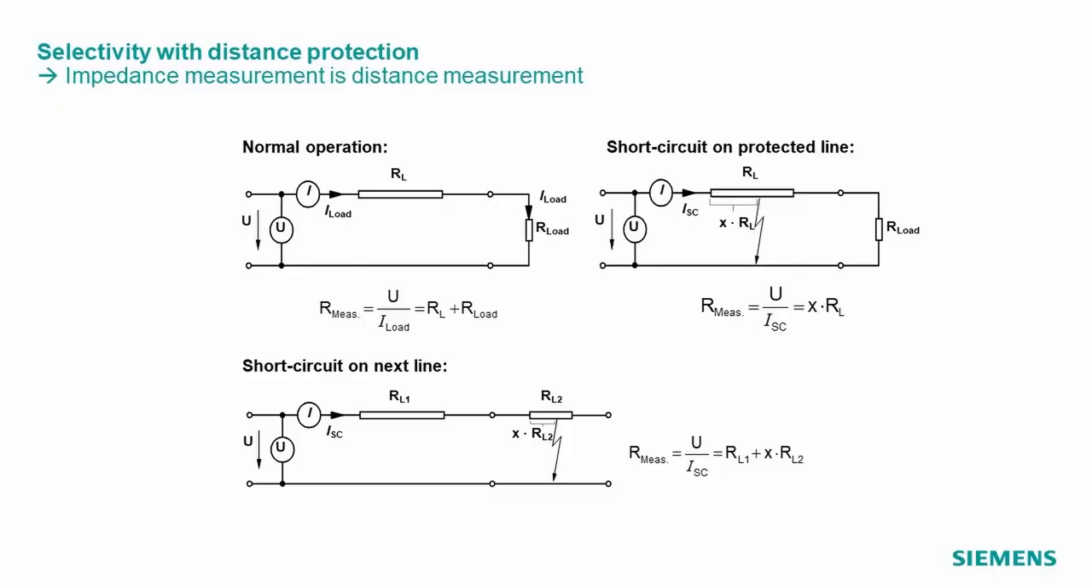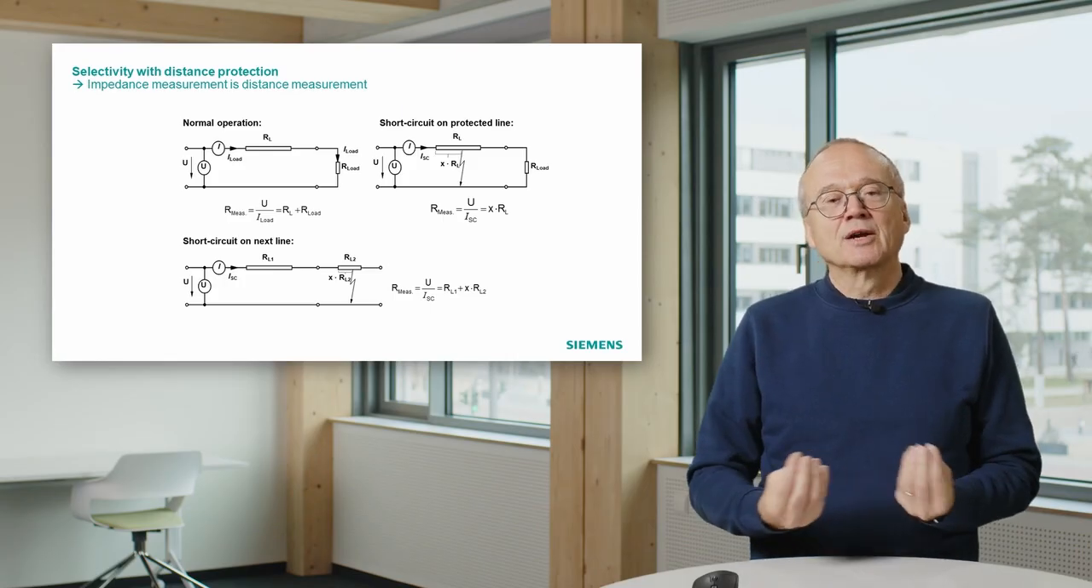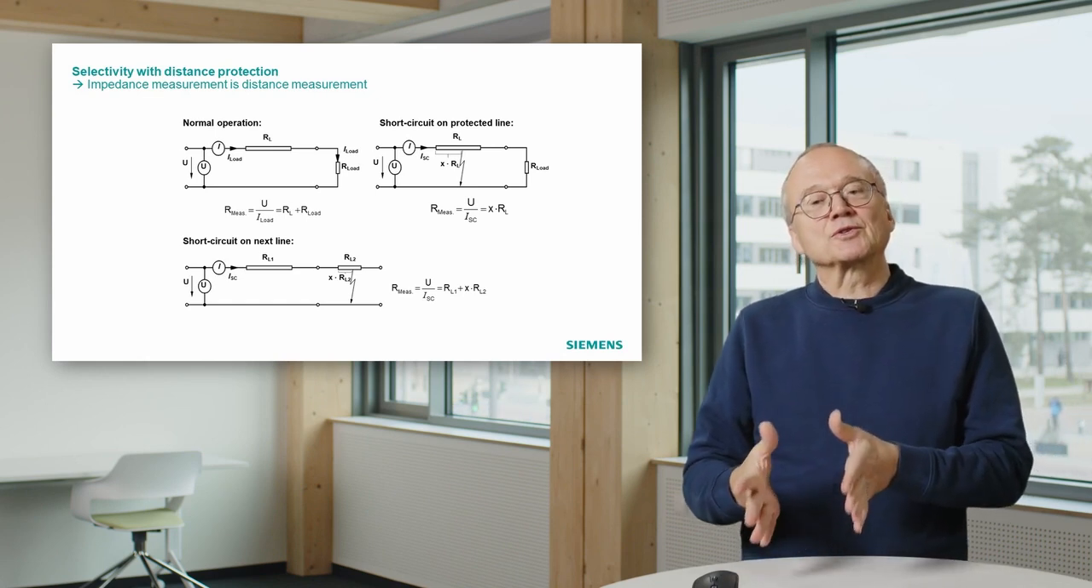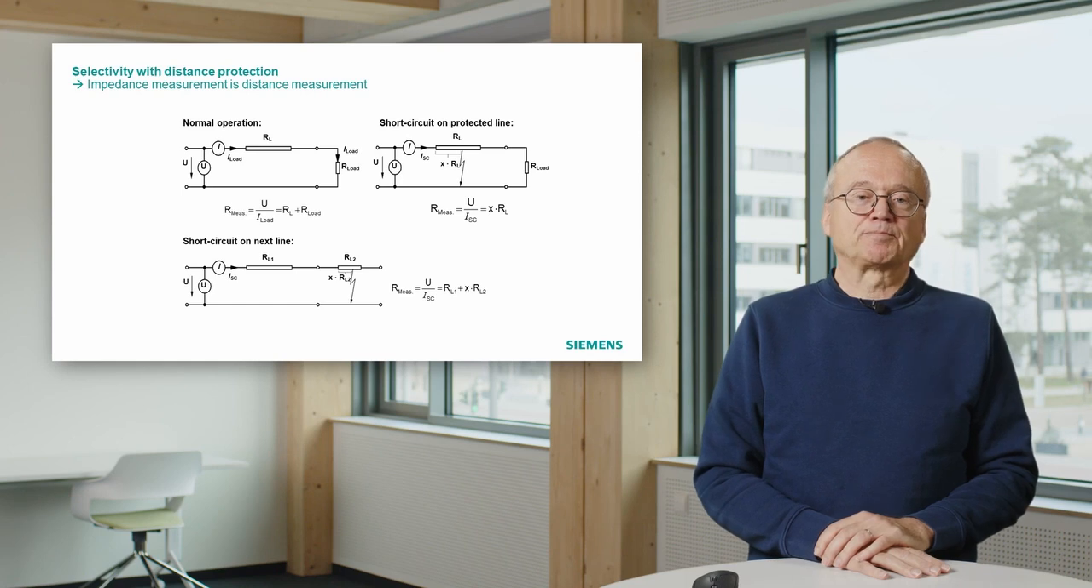And if we have a short circuit on the next line, it looks like this. We have a circuit where we measure the resistance of our own line plus a part of the resistance of the next line. That means also a low value, but higher than in the first case where we have a fault on the line. That means if we compare the measured resistance with the known resistance of the line, we could make the decision: is the fault on the line or not.